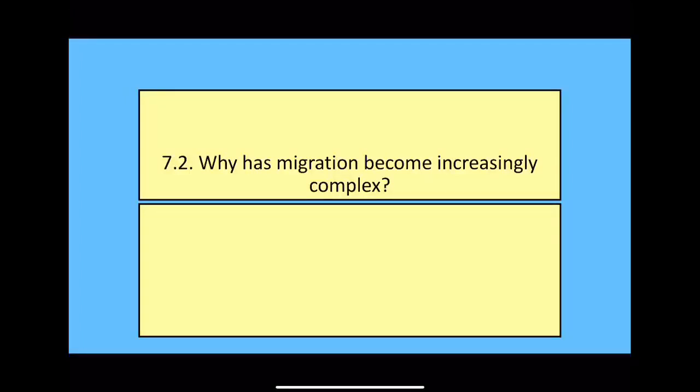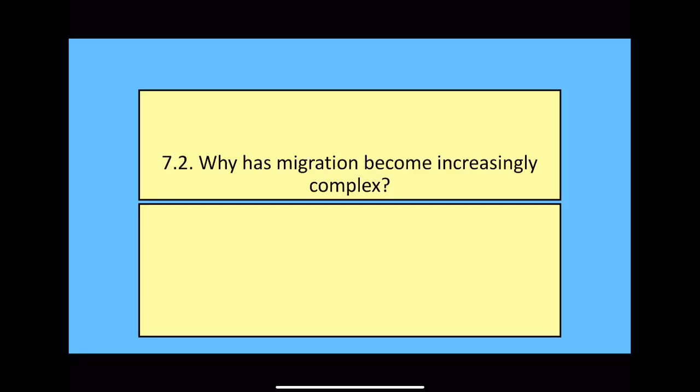Okay, so we're moving on to the second section of the migration topic. You may remember in the first section we were largely looking at describing the composition of migration and describing where migrants are moving from and to, and things like that. Things like interregional migration.